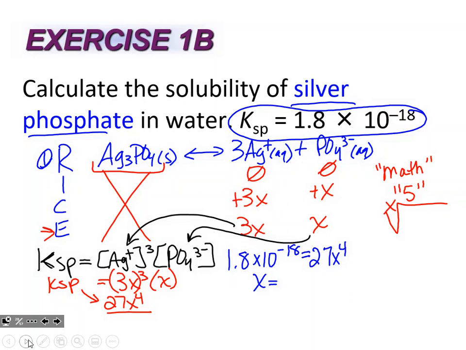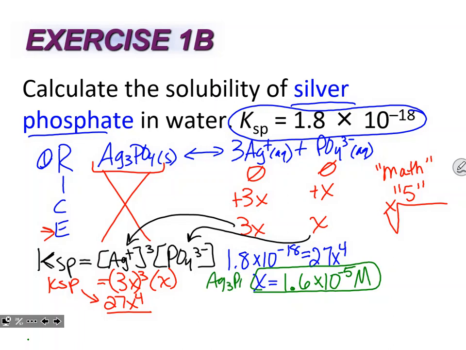Yes, exactly right. 1.6 times 10 to the minus 5 molar. This is for Ag3PO4. All right, so now we're gonna compare. What do these numbers mean?